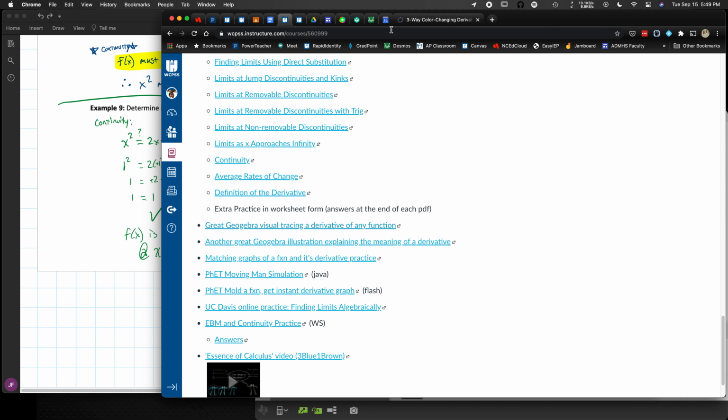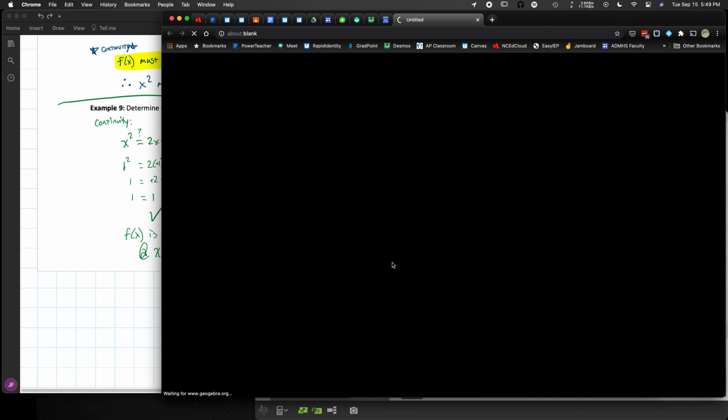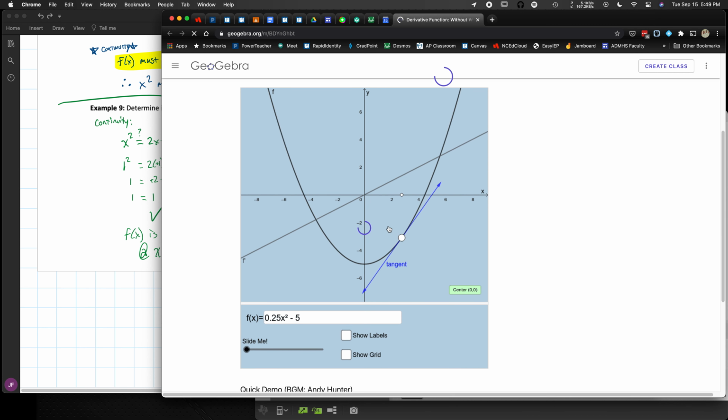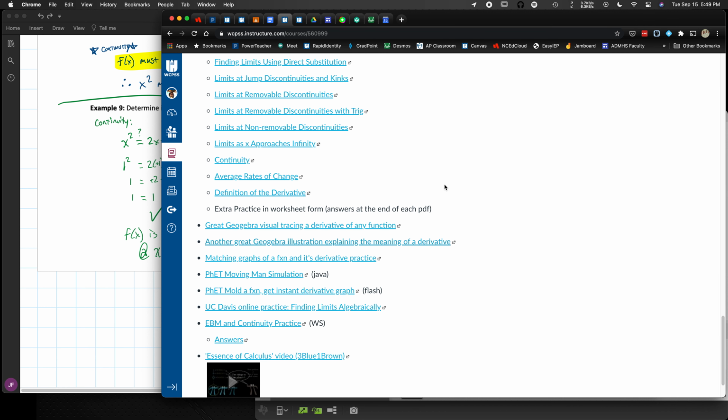The other one, the one underneath it, is another great GeoGebra illustration, but it makes another cool connection to the actual y values of the derivative when you use this slider here. I'll let you guys explore that one, but same thing, you can put in whatever function you want to see the shape of what the derivative creates. It's going to be really important to make those connections to the graphs of the derivative.